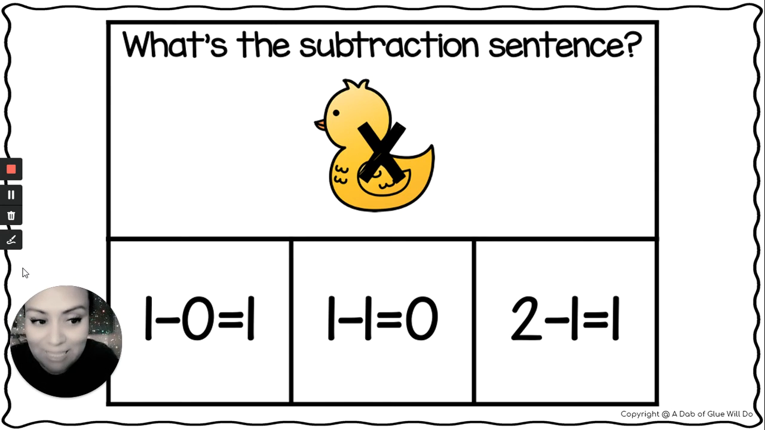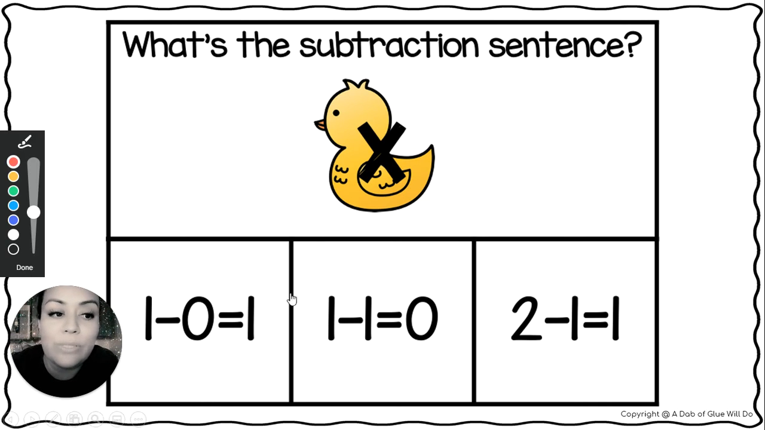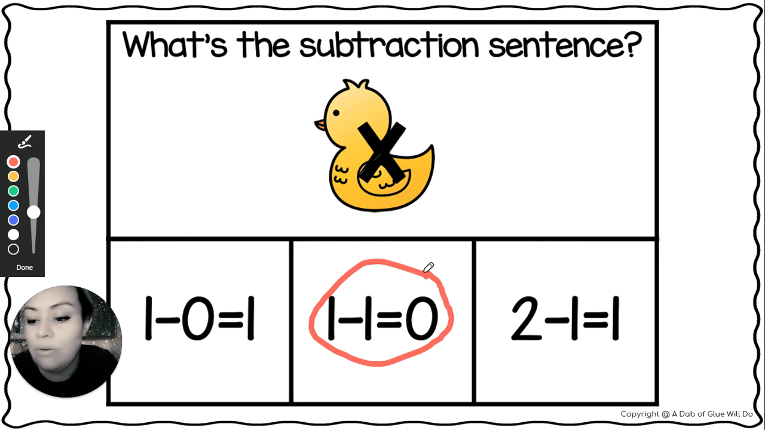Whoa, this is pretty easy. How many ducks do we have? We have 1 duck. How many ducks are crossed out? That's right, 1. What's 1 minus 1? Yes, 0. Show me 1. Take away 1. How many do you have left? 0. 1 minus 1 equals 0. If you picked this one, you are correct.